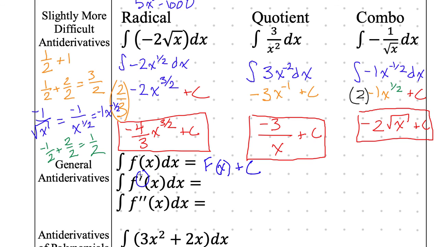If I take the derivative, but then go backwards, I'm left with what? Just f of x. But don't forget your plus C. Yeah, plus C.